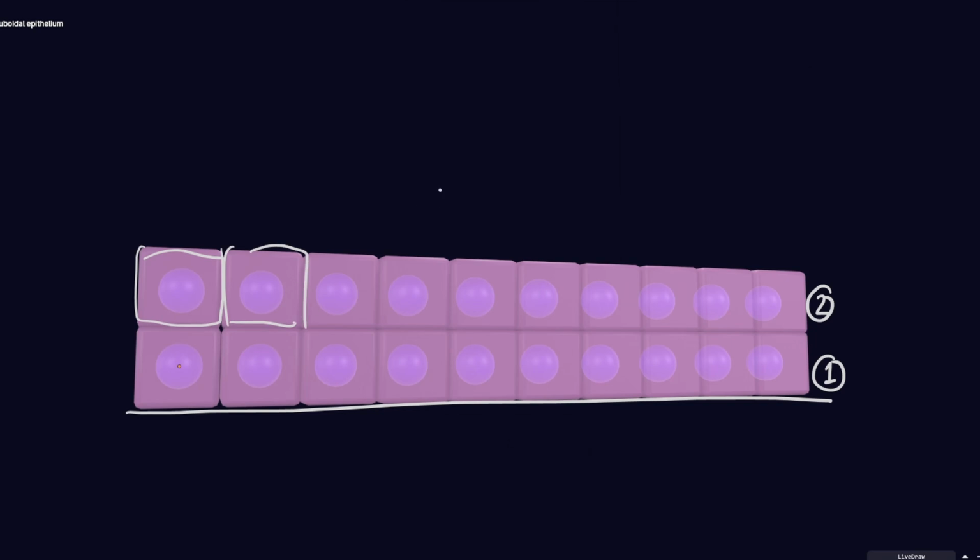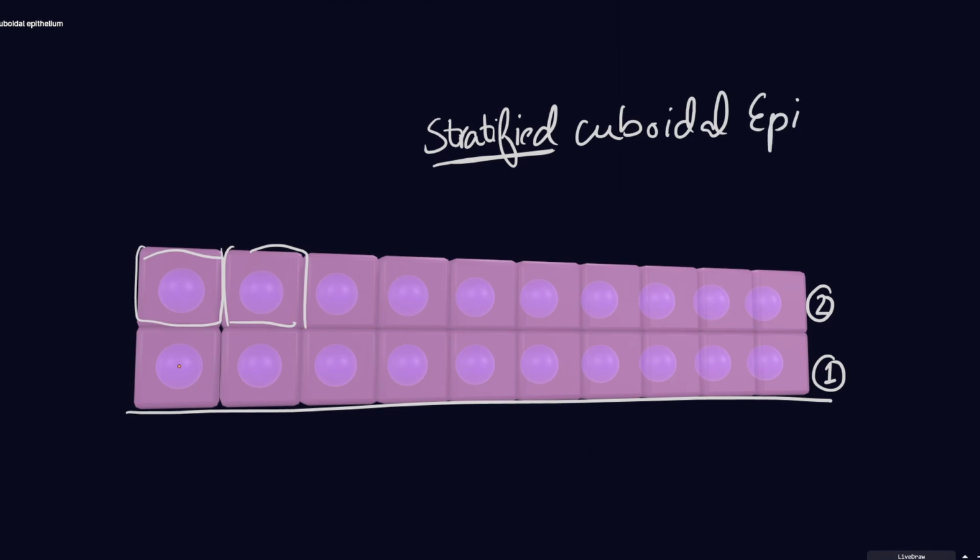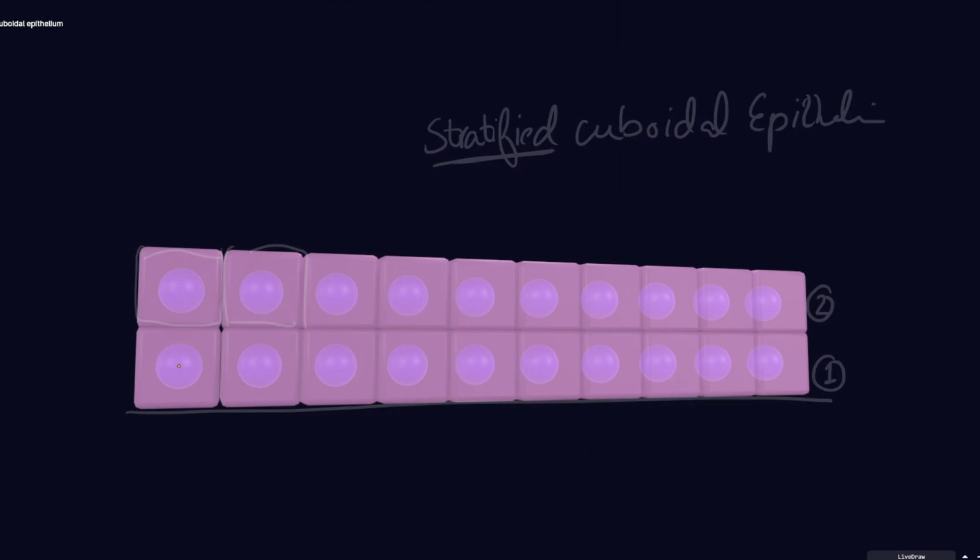And that is basically stratified. If there are more than one layer, it is stratified. It may be 3, 4, 5 and so on. It may be many layered. Basically strata mean layered, layer. So stratified, and of course depending upon the shape, in this case it is cuboidal epithelium, stratified cuboidal epithelium. It may be stratified squamous epithelium and so on.